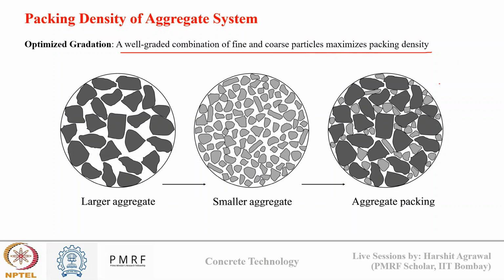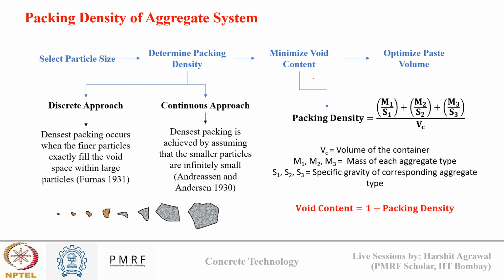Okay, so we have seen that a well graded combination of coarse and fine aggregates will give maximum packing density and minimum air voids. And the same thing you can see in this image also. Coarse aggregate, fine aggregate, and when they are optimized, you can see how much lower is the air void content in this optimized gradation compared to just single sized aggregate fractions. Okay, now how do we achieve optimized packing?